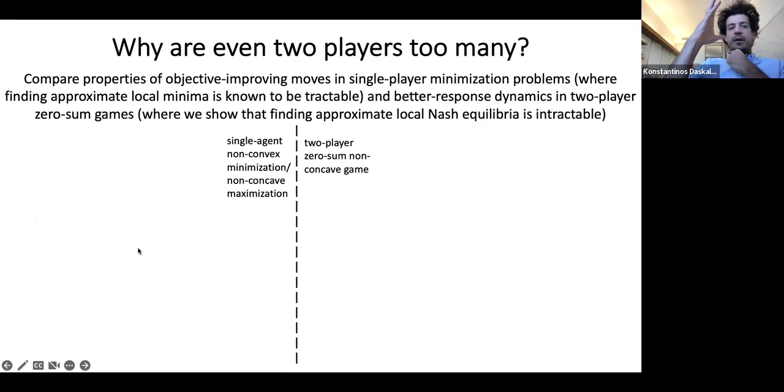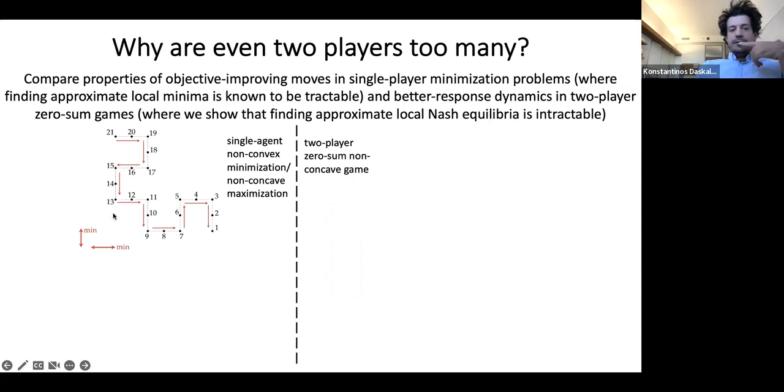And I want to do it in pictures. I want to do this comparison. I want to compare what happens in a single agent non-convex minimization, aka non-concave maximization problem, if you run an algorithm that tries to find local improvements and you follow such a local improvement path, versus if you're considering a two-player zero-sum game and you consider a sequence of improving moves for the two players of the game. And I want to illustrate that the improving paths, if you have one agent, are very different from the improving paths if you have two agents interacting.